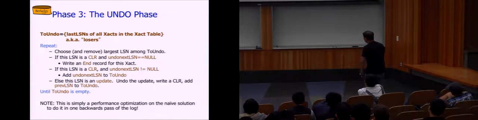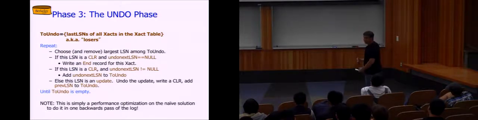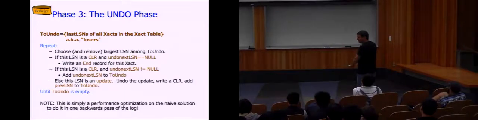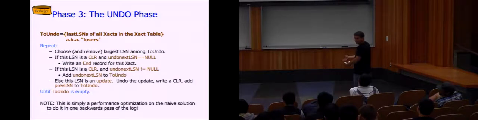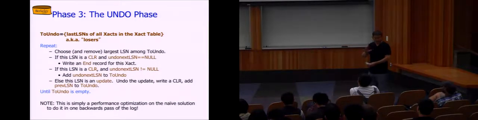If this LSN is a CLR and its undo next LSN is not null, then the next thing we have to do after this is the undo next LSN, right? So this thing already got undone. We have a CLR for it, so we don't have to do anything. We just have to remember that the next thing to undo is the undo next LSN of this thing, and we add it to ToUndo. You good? Those are the weird ones.